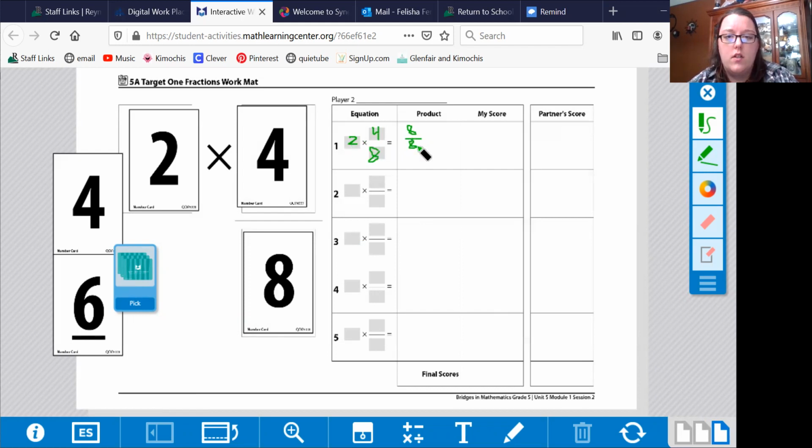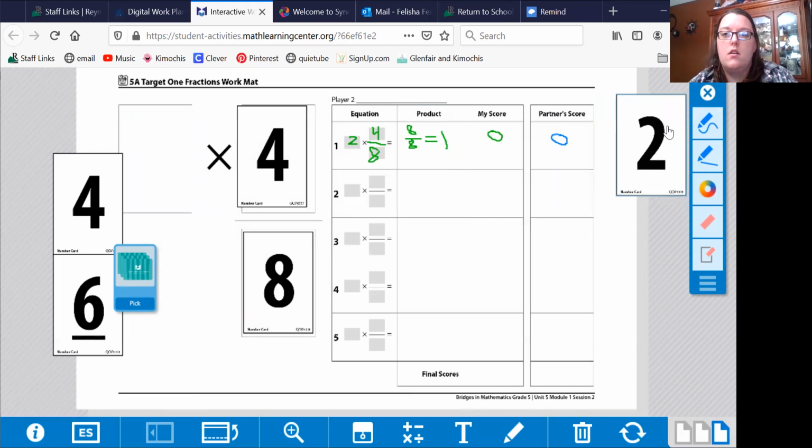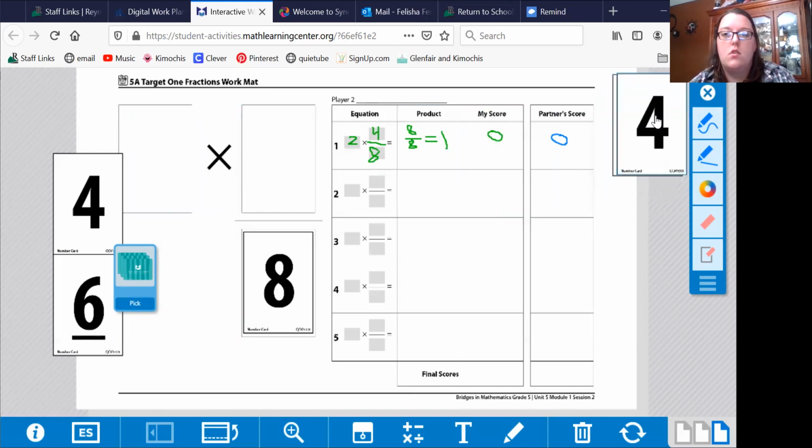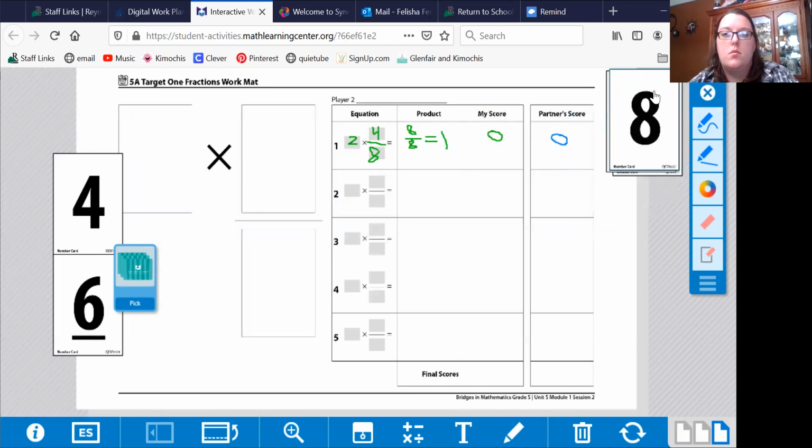Carry my denominator over. There are some lines missing on this game board. So my product, same thing, is 1. My score, right? I actually got 1, so the score is 0. And Blue's partner score was 0 as well. All right, get these over here to the side, that discard pile, and we'll go back over to player 1.